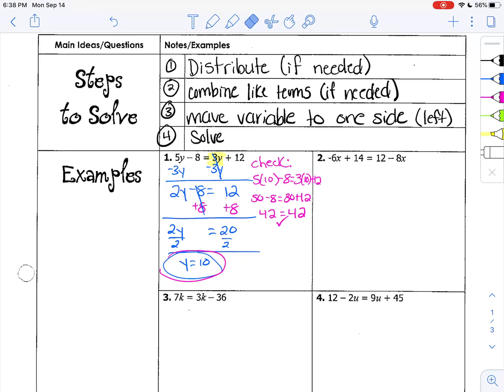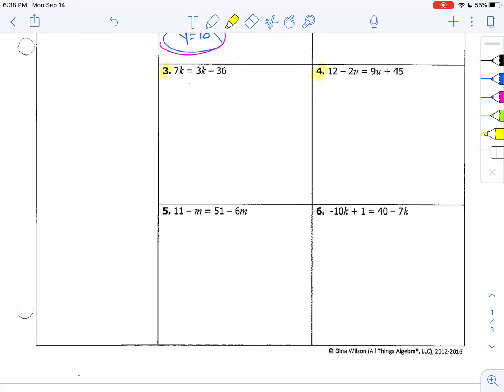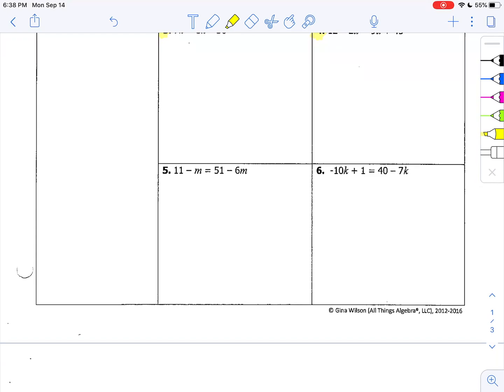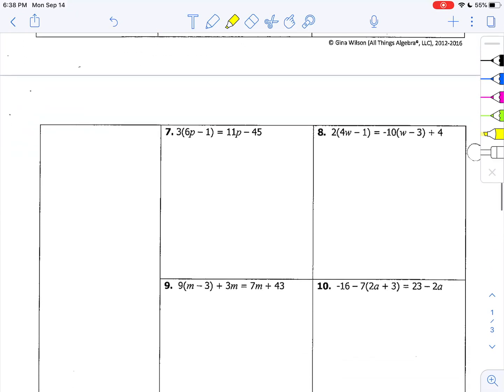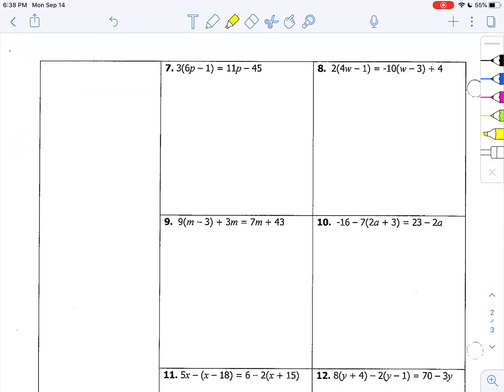Let's take a look at another example. Number 2. Actually, let's go ahead and highlight number 2 and number 3 and number 4. Highlight 5 and 6, and let's take a look at number 7 together.